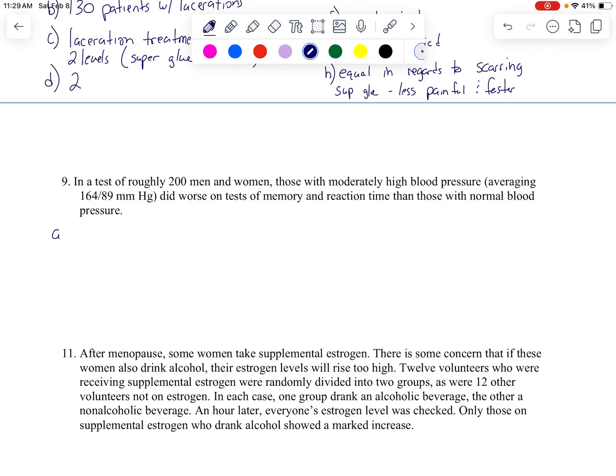So, again, question A, was that an observational study or an experiment? Now, they said they did tests of memory and reaction time, but I'm just giving everyone the same thing and observing how they scored. The only difference is whether they had high blood pressure or not. So this actually turns into an observational study.